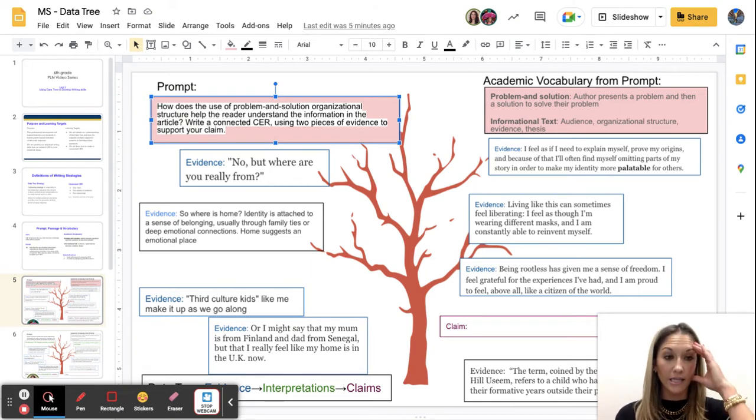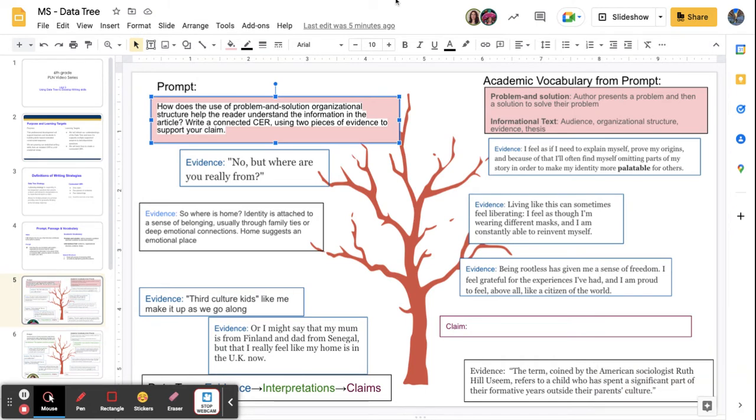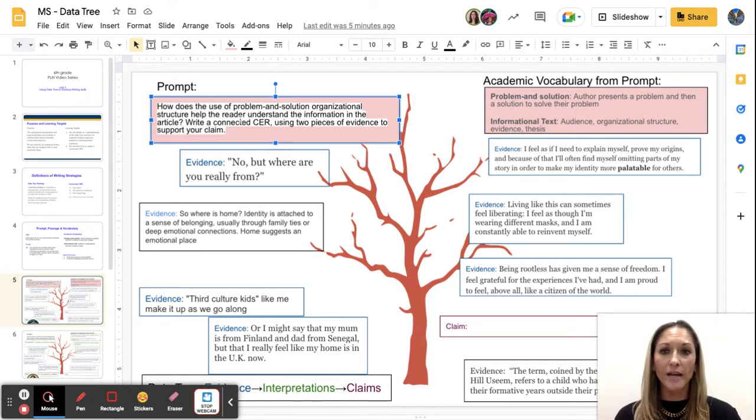And remember, we're asking the students to also do a brain dump based on what I know about the prompt. I know it's going to be informational because I've looked at my passage first, and I see that it's an informational text that I'm going to have to analyze. And I also know that I'm going to have to understand something about the organizational structure being problem and solution. So I write my academic vocabulary here at the top of my data tree. It's problem and solution.